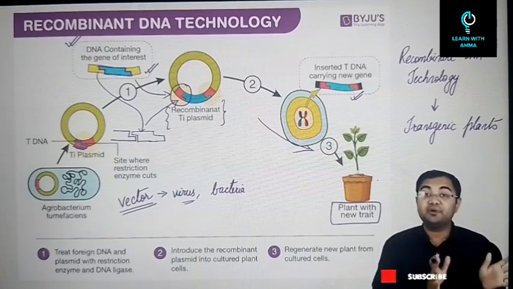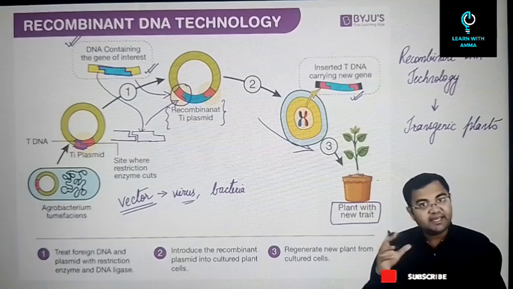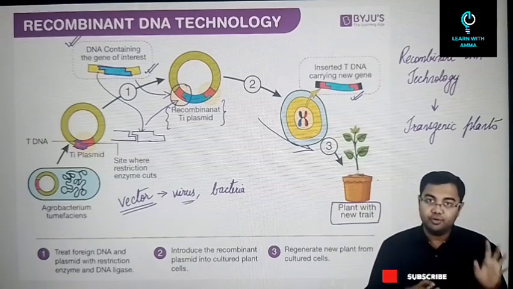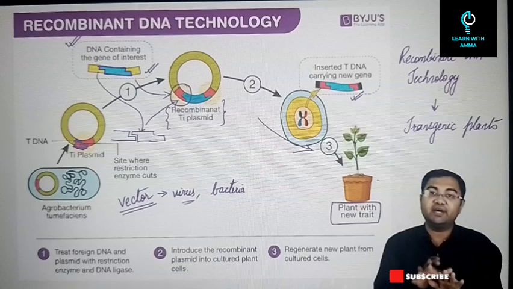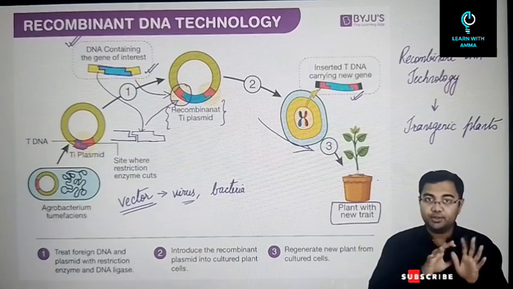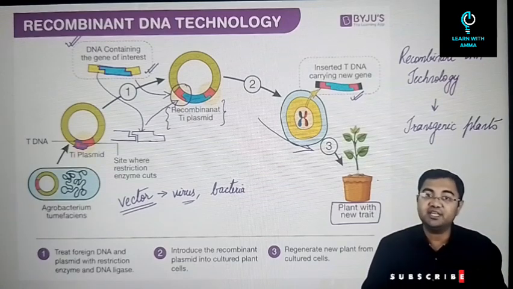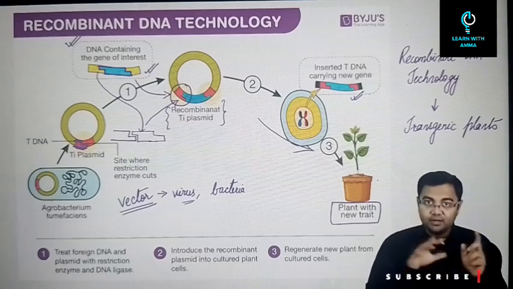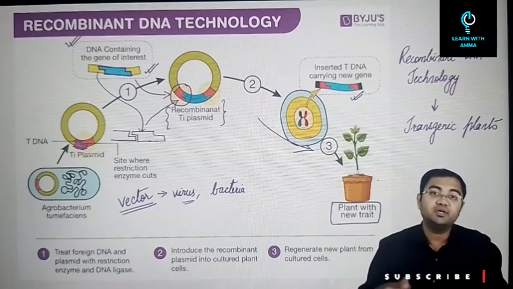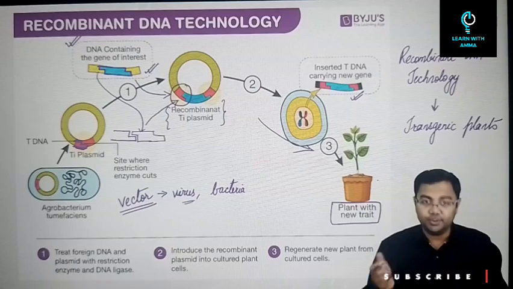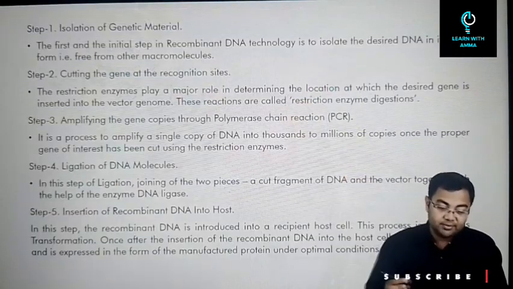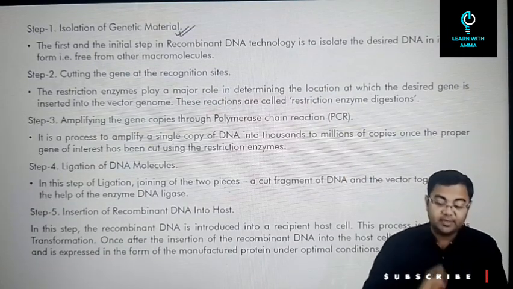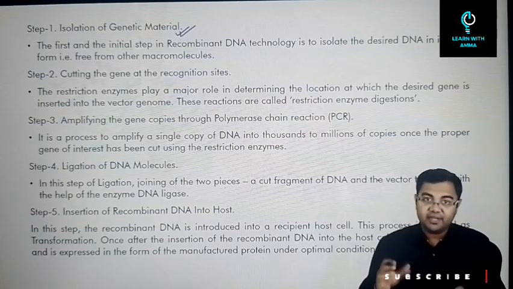All these new properties that we are talking about, whether in the case of BT cotton or golden rice, all come via this particular method. The method, the diagram that you see on your screen, via this method only we get the plant with new traits. So what are the steps? First of all, the isolation of the genetic material will be done, the one that we need.